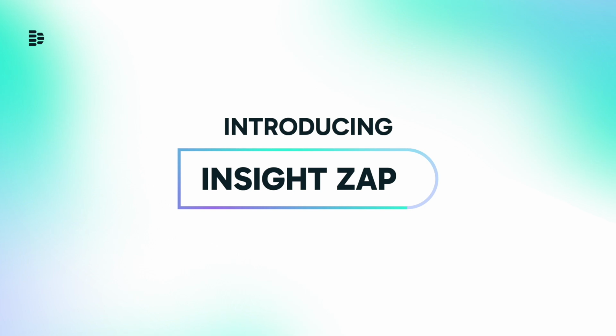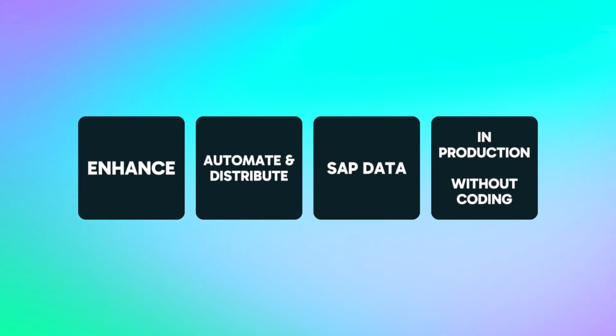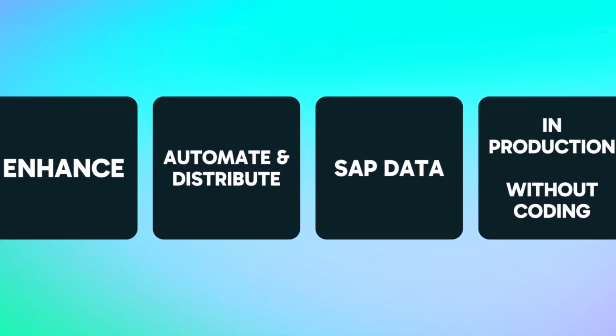Hi everyone. Today I'm going to talk about Insight Zap. Insight Zap is a productivity layer developed by Dpro. It allows business users to enhance, automate, and distribute SAP data directly in production without coding.